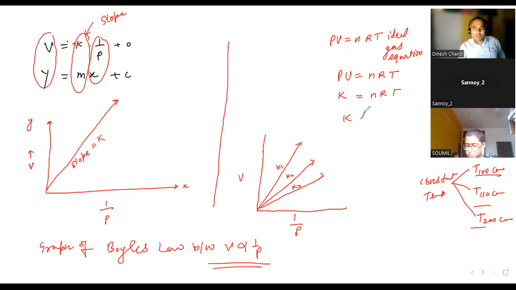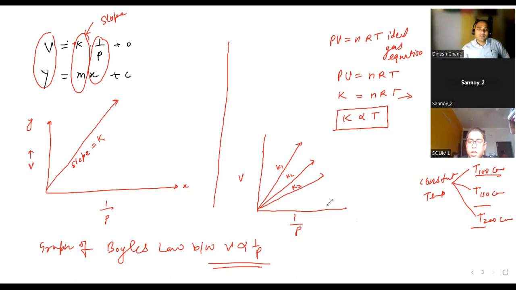So here we are putting PV is equal to K. So K proportional to what is becoming? From this equation, can we write K proportional to T? Yes, sir. K proportional to T. So if I write K proportional to T, it means the higher the temperature, the greater will be the graph. So this is what I was telling in the last 5 minutes.